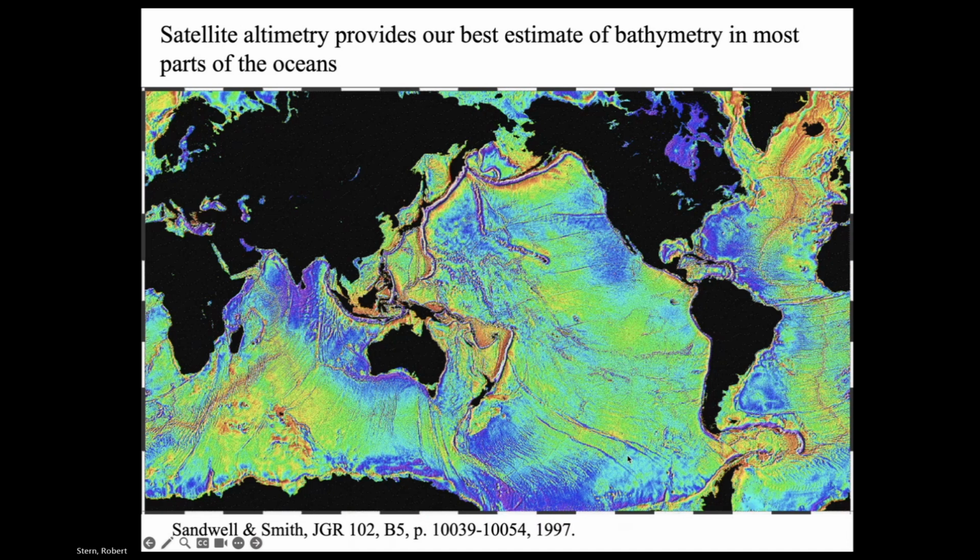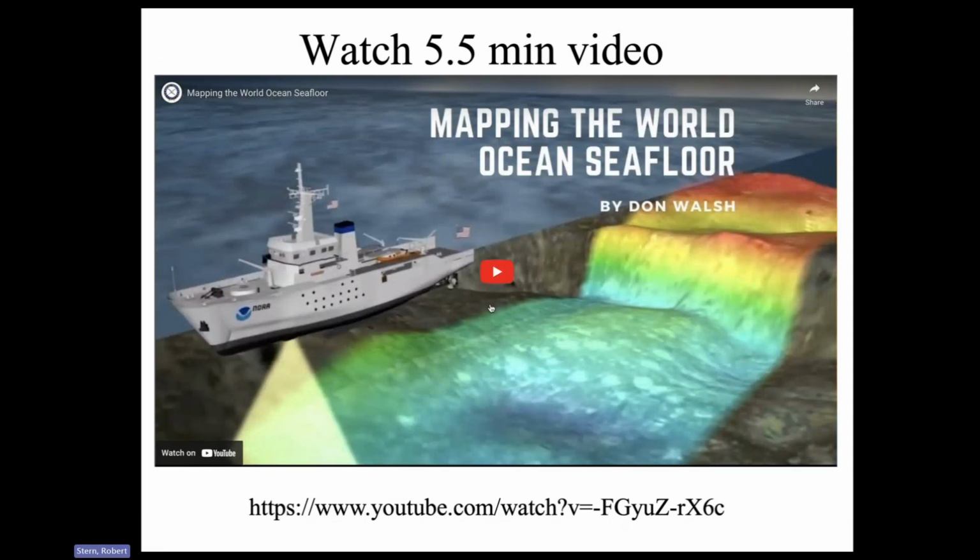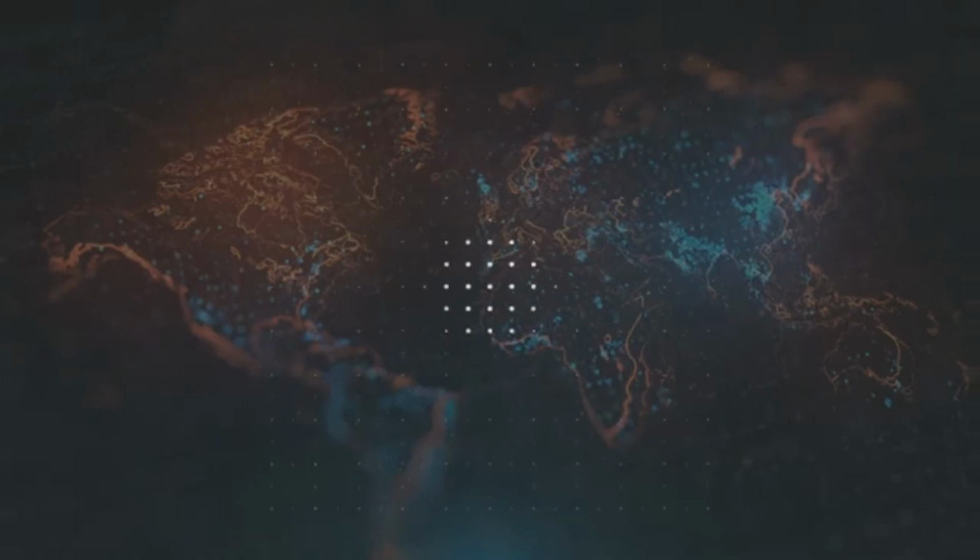That's the hotspot chain of Hawaii. This is the trench, right? Where the plates go down. So this is amazing. In 1997, to be able to map at some gross scale the entire seafloor. But now we've got a new technology, and we're going to watch a video.